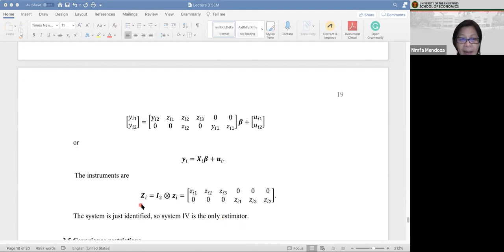And then you have the matrix of instruments, which is the 2 by 2 matrix Kronecker product c sub i, and you would get this. The system is just identified, so the system IV is the only estimator. That is the first estimator we have. This is a case where L is equal to K, so you can use the system IV estimator.